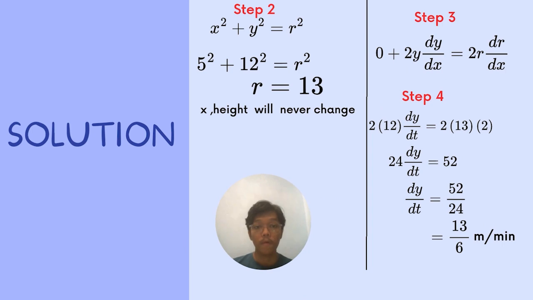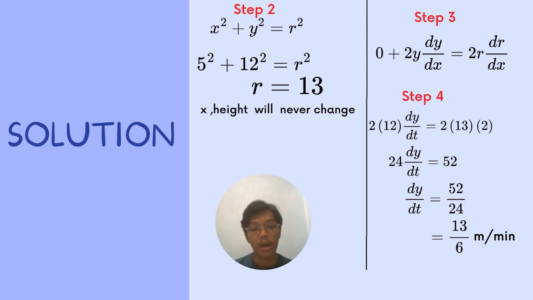For step 2, find the related formula. If you look at the diagram, the shape looks almost like a triangle. So we are going to use the formula x squared plus y squared equals r squared. We already have the values for x and y, which are 5 and 12. So we substitute all the values into the formula to find r. Then we got 13 for r. After that, for step 3, use the formula again and differentiate. After differentiating, we got 0 plus 2y dy/dx equals 2r dr/dx.